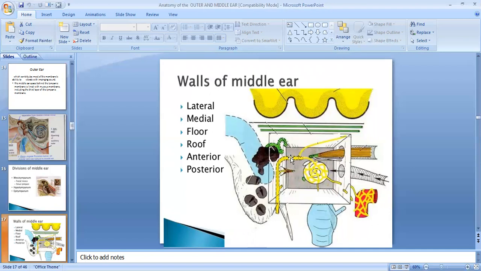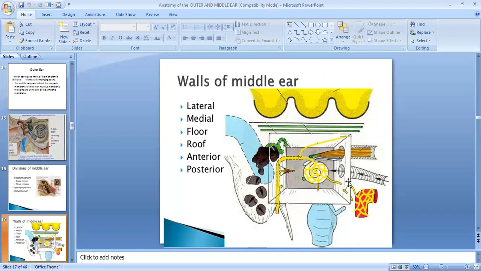So the middle ear cavity is also known as the tympanic cavity. This is actually the interior wall of the middle ear, and this is the roof. The roof of the middle ear is formed by the tegmen tympani. It is a part of the temporal bone, the petrous part of the temporal bone.